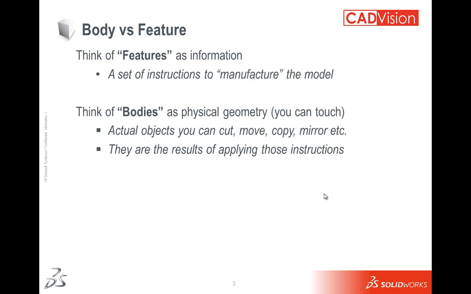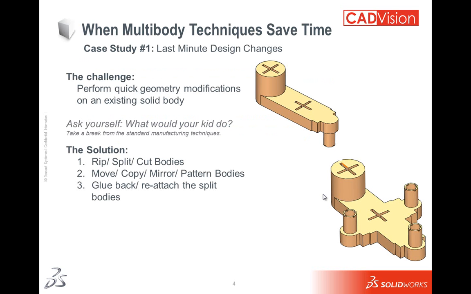So what is the difference between features and bodies? We can imagine that features are a set of instructions. For example, every time we create an extrude or extrude cut, we are telling SolidWorks that we need to do this extrude. So an extrude is a set of instructions, like a user manual telling SolidWorks how to do the job. But the body, we can imagine, is physical geometry that we can touch and move. It is the result of the instructions we've given. So we have the bodies. Today I'm going to show you a real case study rather than theory.